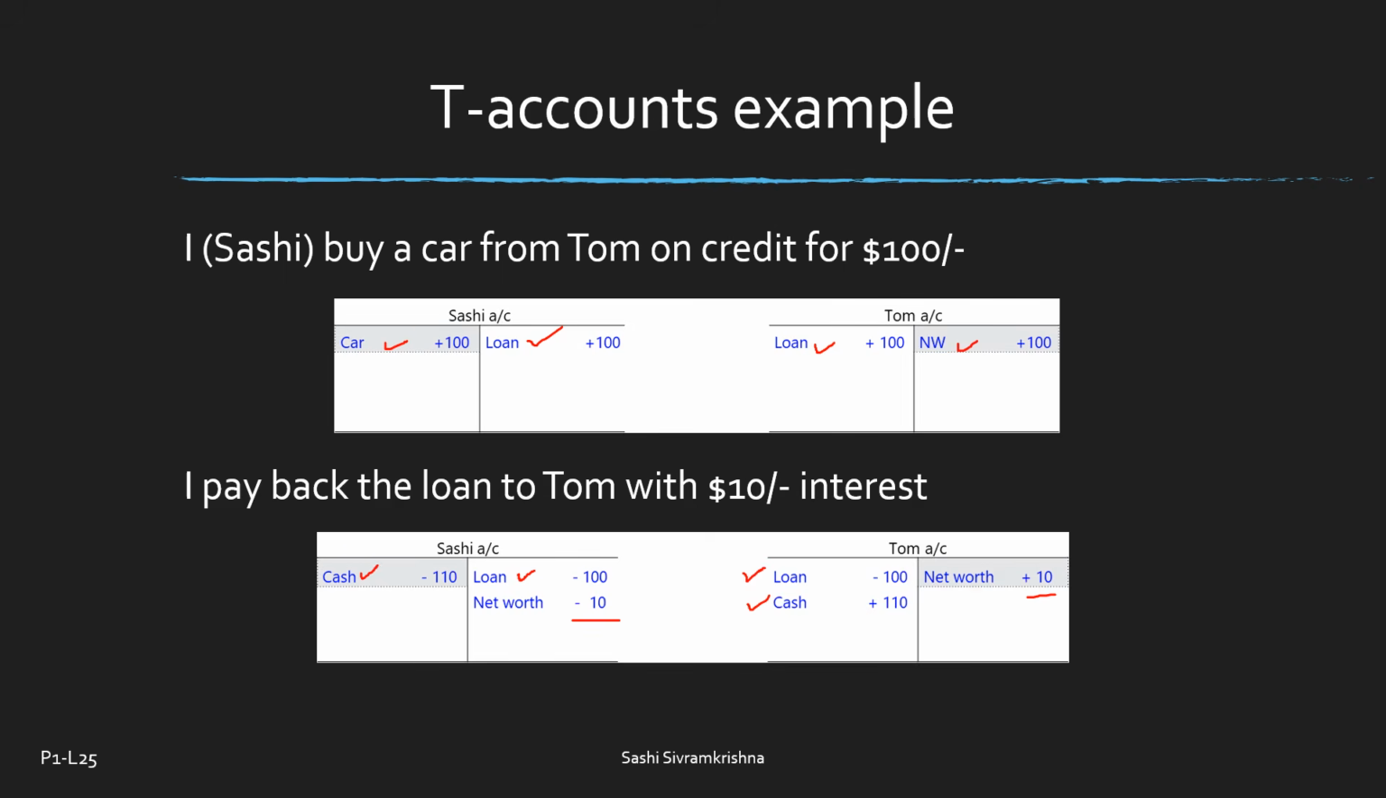Just one point. This net worth, which appears in my T account as minus 10 or negative 10, does not mean I am insolvent, because this is only a T account and not the balance sheet itself. So if I had a net worth of anything more than $10, that net worth would now be reduced by $10 and could still well be positive, and therefore there is no need that I have become insolvent on account of this transaction.